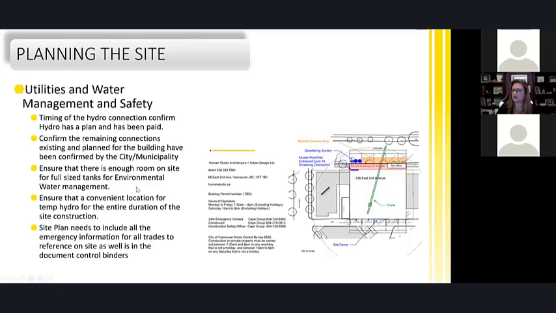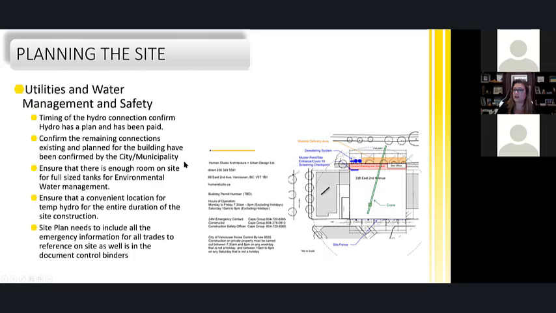Again, the cities are starting to ask more of this from us, making sure that we're not doing anything to risk everyone. So we have to consider our timing for our hydro connections. Confirm that if we don't pay it on time, we don't get hydro until between 12 to 24 weeks after we've paid. So that could literally blow out your entire timing for your building and turnover. Confirm the remaining connections, existing plan.